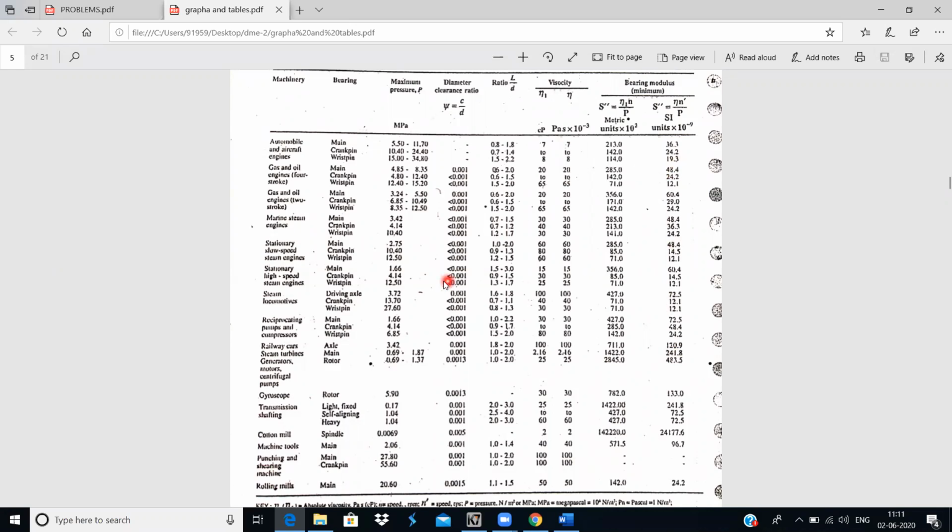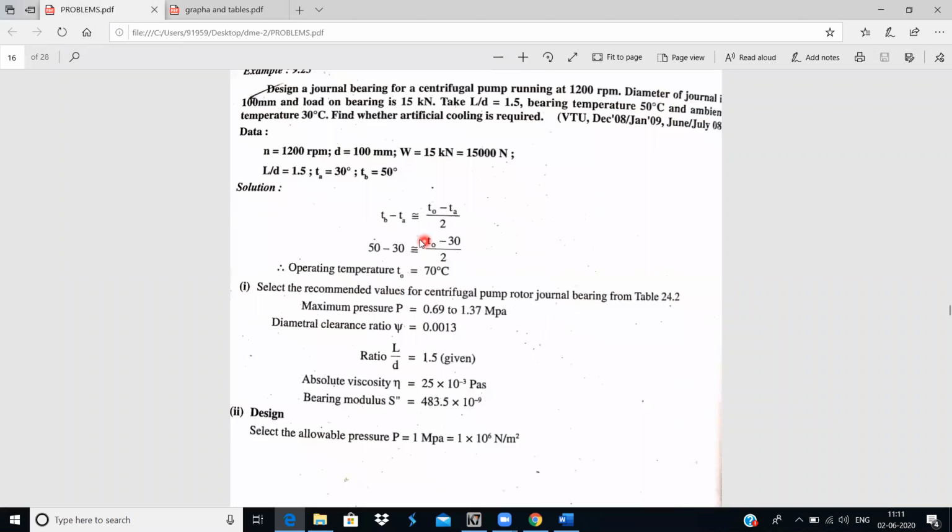This is the first step you are going to note down. This is a very important step. Ensure, after noting down all the things, you can see here, we have taken maximum pressure, diametrical clearance ratio, L by D, since in the question they have given directly, we are taking it. Absolute viscosity 25 into 10 to the power of minus 3 Pa·s, bearing modulus 483.5 into 10 to the power of minus 9. So this is the first step.